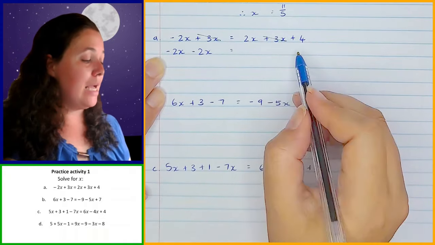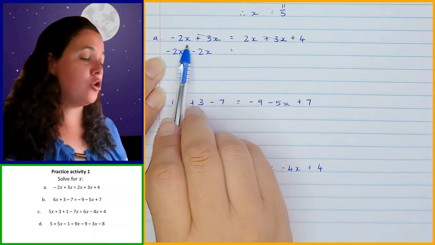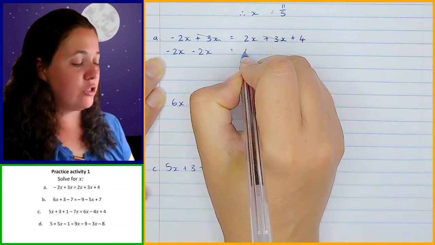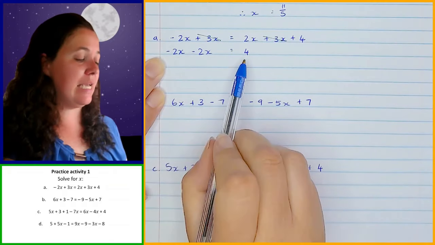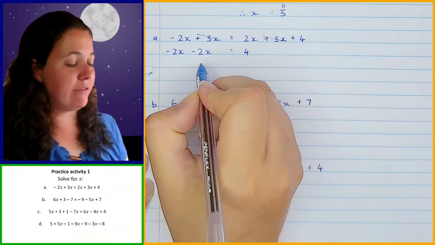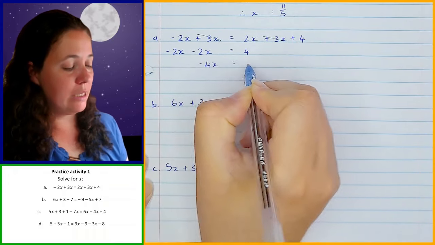Then I'm going to go to my constants. Now there are no constants to worry about here. And over here I just have this 4. So I'm not going to have to do anything else with that. It just stays as it is. And now I'm going to go and simplify. I've got negative 2x minus 2x gives me negative 4x equal to 4.